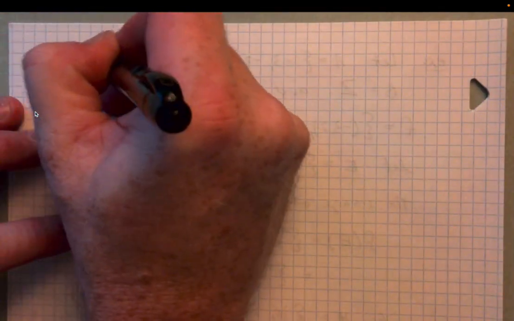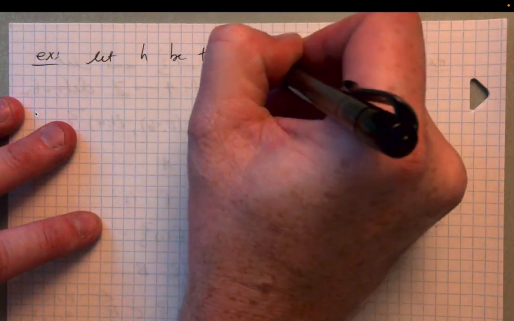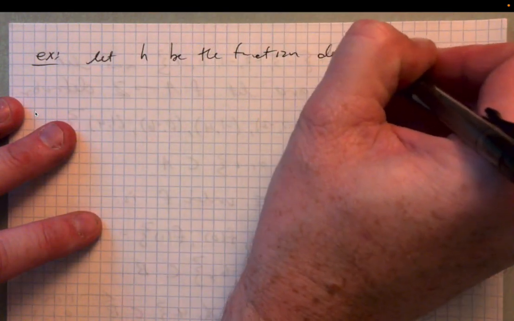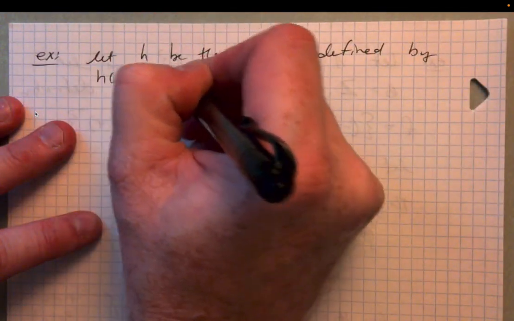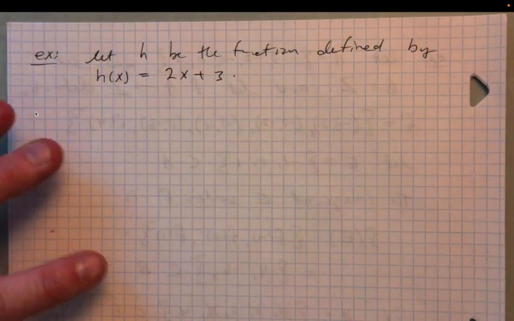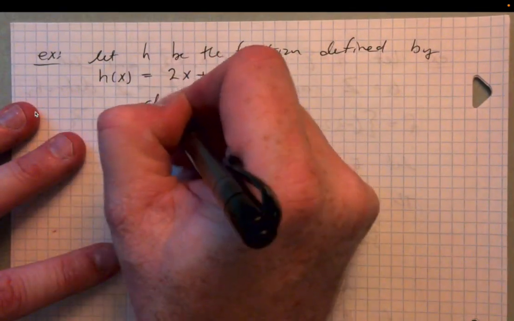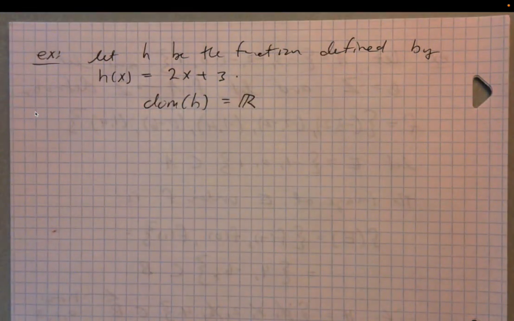Let's take a look at another example. Let's let H be the function defined by H of x equals 2x plus 3. Okay, and let's talk this one through. So what is the domain of H? The domain of H is obviously all real numbers, right? Any real number can be plugged into this expression, not a problem.